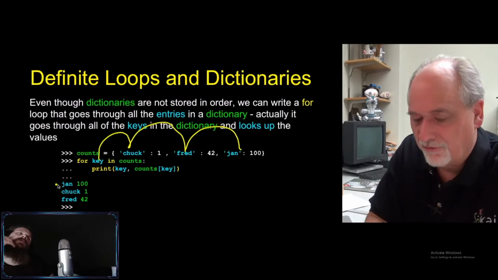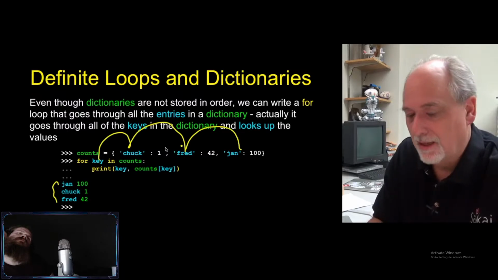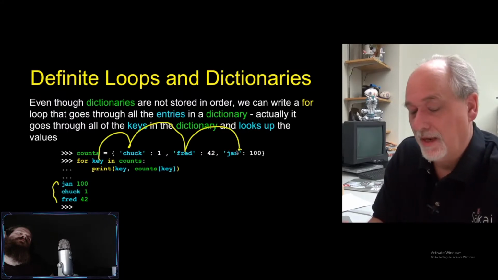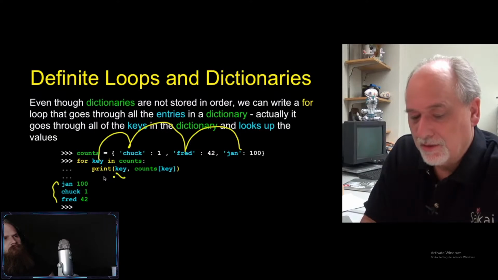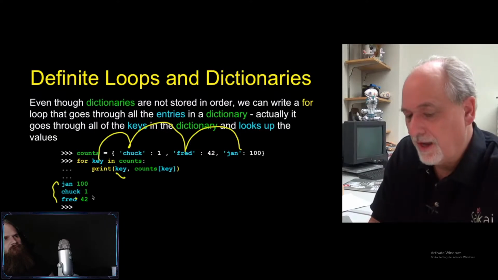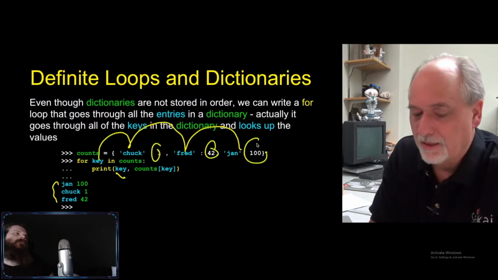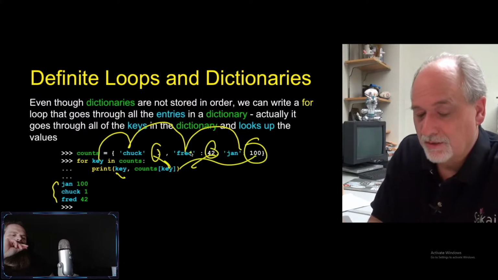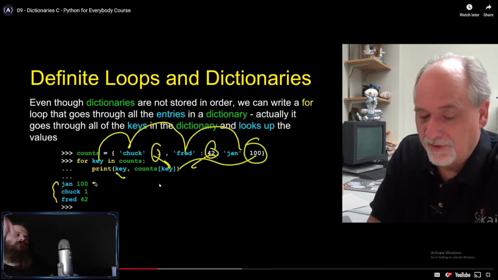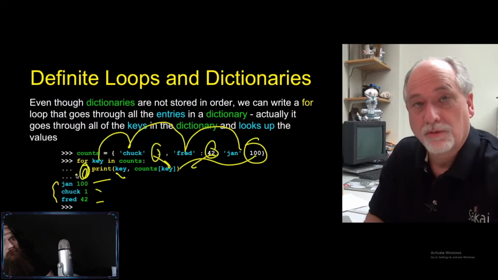As you see, it goes Jan, Chuck, Fred, because just because I typed it in this order, it's not like a list. It doesn't stay in that order. It might move around a little bit as we add data to it or as we set the data up. In the loop, you can get the key, and that's what prints out Jan, Chuck, Fred, but then you can also get the corresponding count for each one by pulling it out of the dictionary, right? And so we print out Jan 100, Chuck 1, Fred 42, and that runs this loop 3 times.